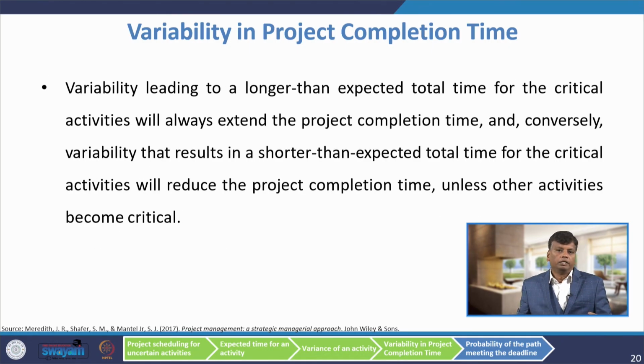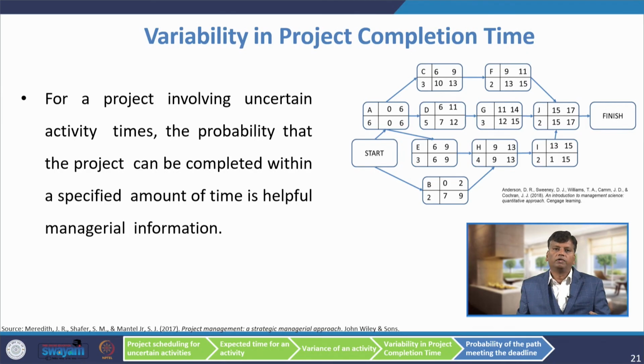Variability leading to a longer than expected total time for the critical activities will always extend the project completion time, and conversely, variability that results in a shorter than expected total time for the critical activities will reduce the project completion time, unless other activities become critical. For a project involving uncertain activities, the probability that the project can be completed within a specified amount of time is helpful managerial information.